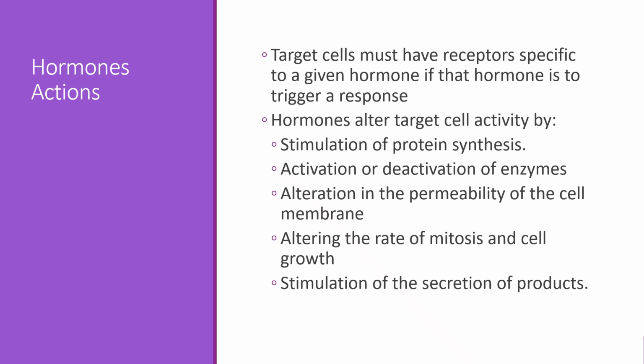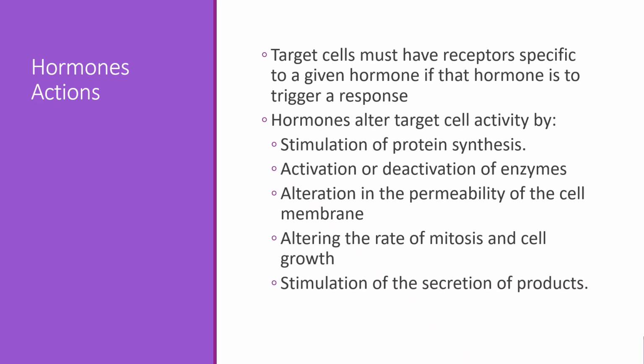Some actions of hormones. So target cells must have a specific receptor for that hormone if that hormone is going to cause a response. So hormones are floating around in your blood. And why do they not activate every single cell out there? Because very simple, the cell doesn't have the receptor for it. So if the cell does not have the receptor, that hormone just floats on by.